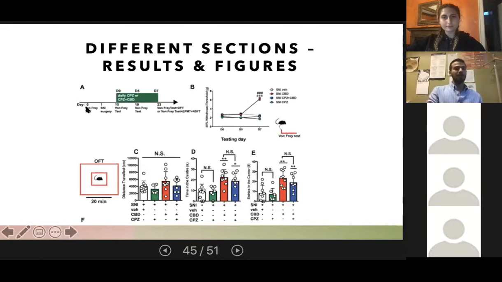Okay, so this is figure 4. We go to A and we see, okay, here's a graphical representation of what the timeline is. So we see at each day what they do when they inject CBD or other drugs. And all the other figures are just representations of the data.